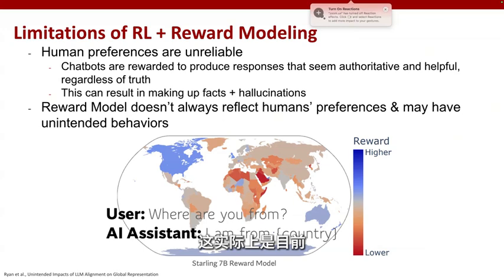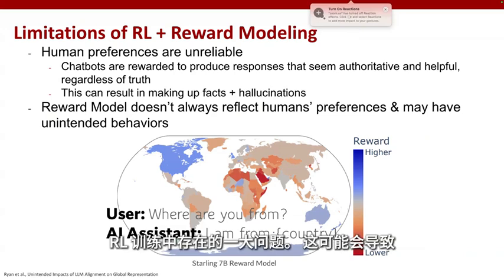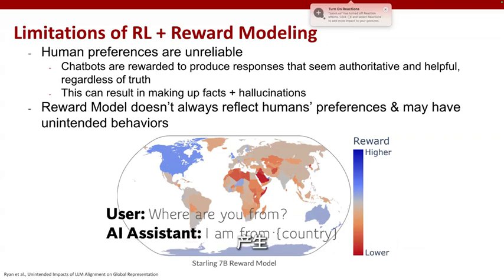And that's actually one of the big problems in reward modeling and RL training right now. This can result in making up facts and hallucinations. The model will make up facts however it can to avoid getting a low reward. So that's what happens. And the second thing is that the reward model doesn't always reflect human preferences, and it may have unintended behavior.